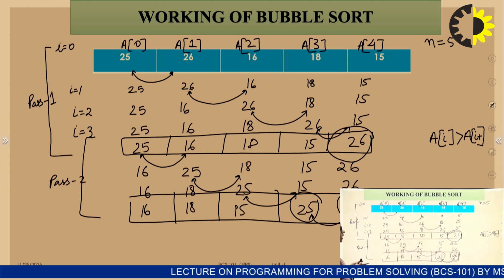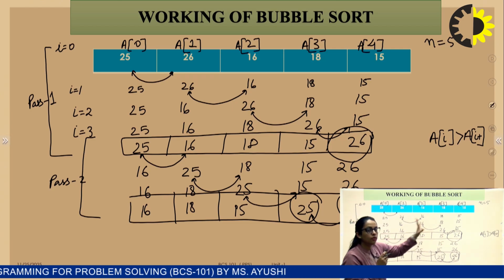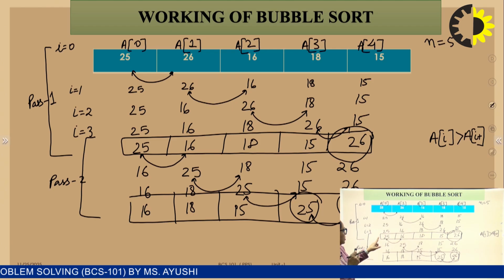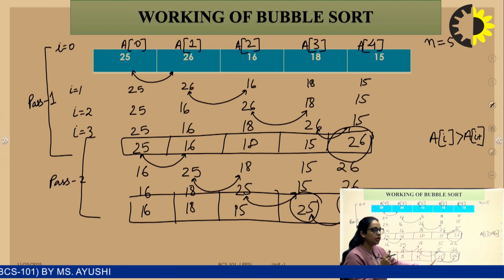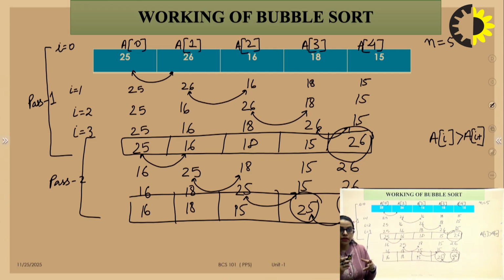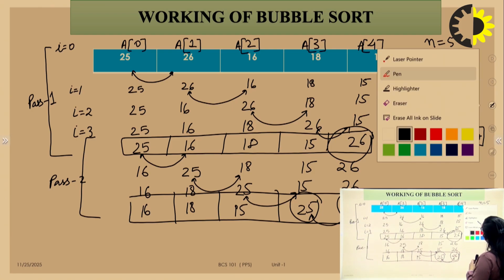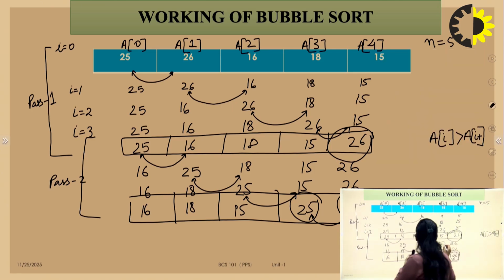In both these passes, how many comparisons have we done in every pass? First, second, third, fourth. 4 comparisons in the first pass. In the second pass, 1, 2, 3, 4. Also in pass 2 we have done 4 comparisons. So 4 comparisons in each pass, and our array looks like this. After this, we have encountered that we still need to perform more swapping.